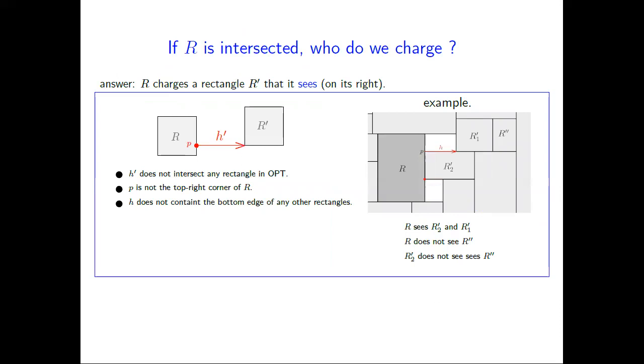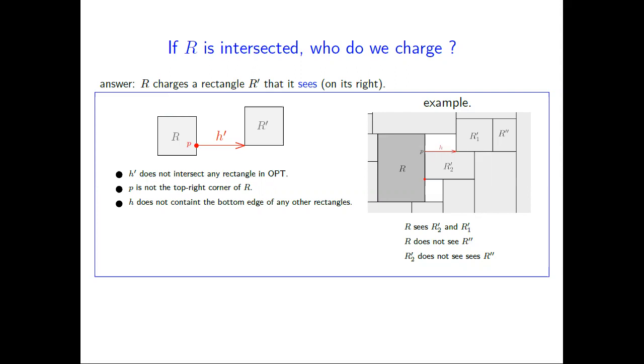So precisely, how do we identify a rectangle to charge? We will say that R can charge R prime if it sees R prime. More precisely, if it sees its bottom left corner, we will always charge the bottom left corner of the rectangle. For instance, R sees R prime 1, but it doesn't see R prime because R prime 1 is blocking. It also sees R prime 2, so it could charge R prime 2 if you want.